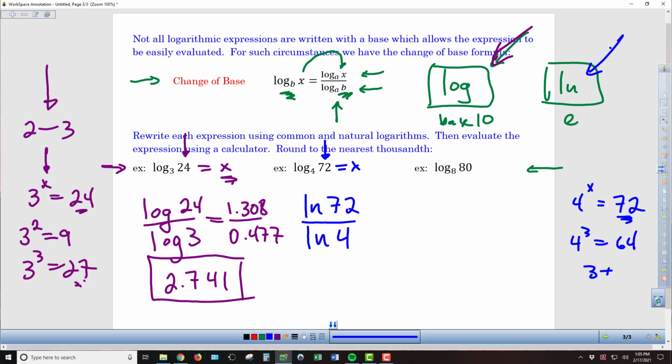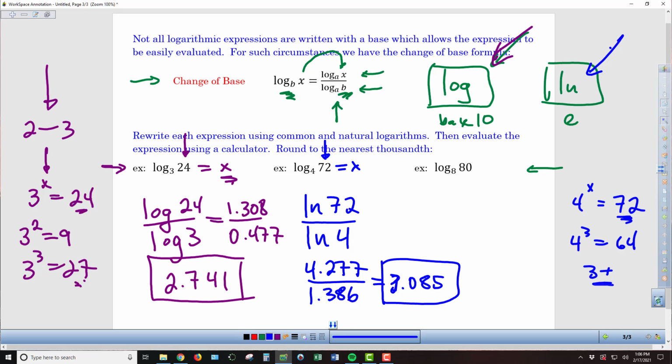And so now on our calculator, natural log of 72 is 4.277. And then if we push buttons to get natural log of 4, we get 1.386. And so then if we divide those two, we get a result of 3.085, which again matches up with our expectations when we made our estimate at the very outset.